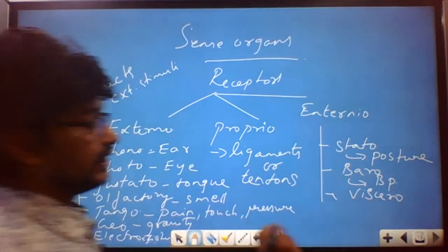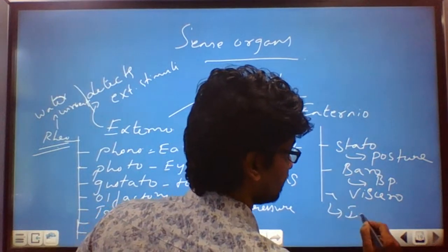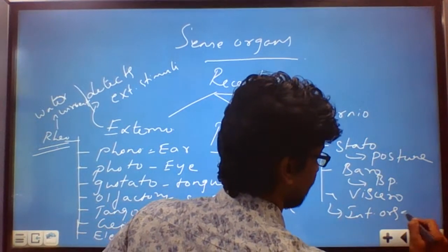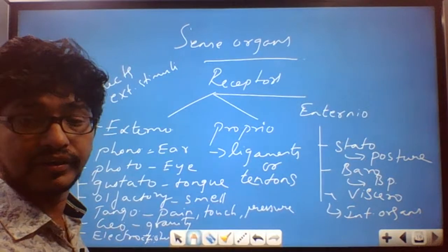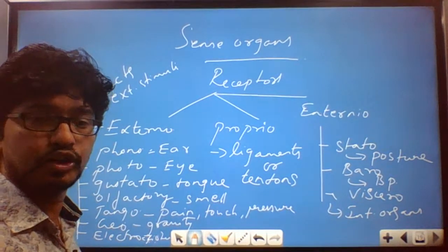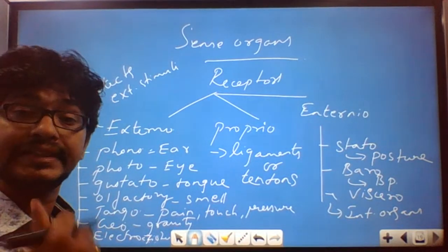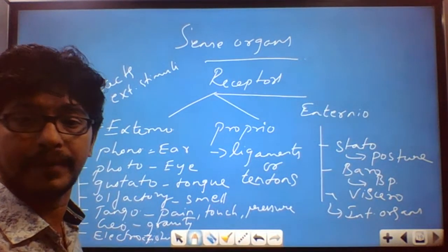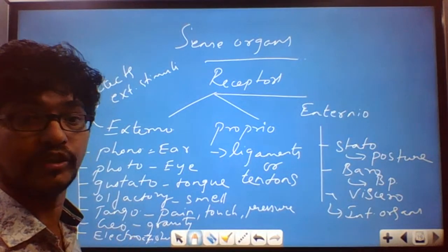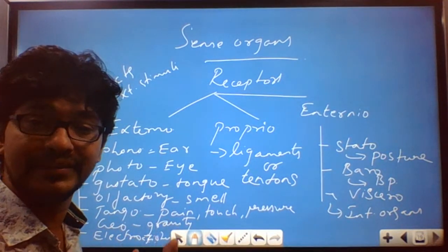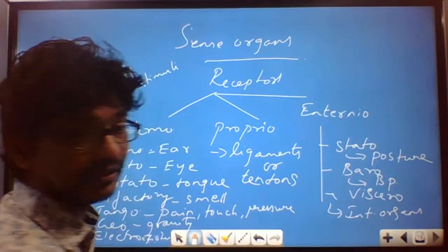Visceroreceptors occur mostly in the internal organs. How do you experience the internal organs? Sometimes you have a pain near your stomach, near your abdomen. Somewhere you sense a kind of pain inside. That is a visceral organ, right? I'm not talking about external, I'm talking about internal. How can you experience this type of pain? This is because of the visceroreceptor.